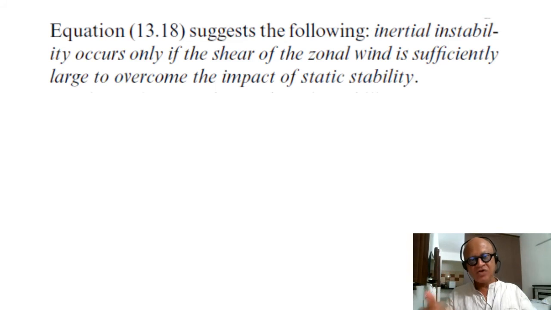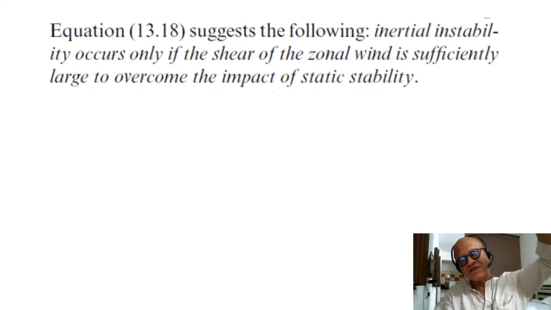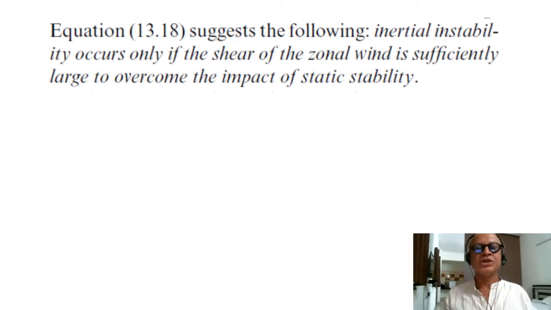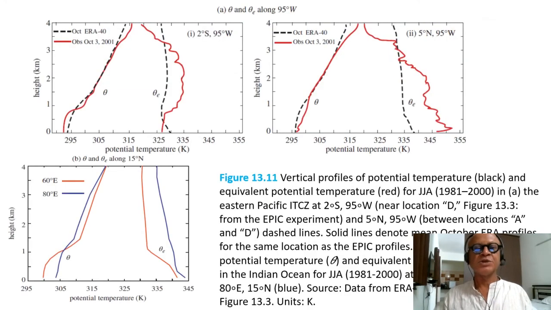You can have a strong cross-equatorial pressure gradient, but when you cross the equator because of this pressure gradient, if there is a very strong static stability on the other side, then inertial instability will not occur. This is the main point we want to make. That's why I skipped the equations a little bit, but you can go and do that.